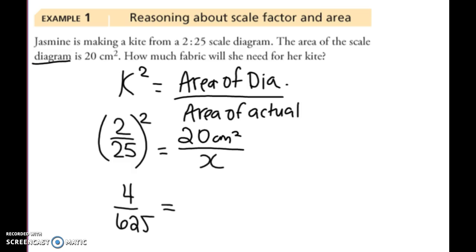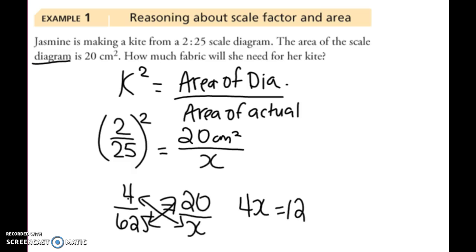And that is equal to 20 over x. Okay, when you have this, it looks like a proportion, so I would cross multiply. I would go 4 times x is 4x, and 20 times 625 is 12,500. When you divide to get x by itself, you get 3,125 centimeters squared. So she's going to need 3,125 centimeters squared of fabric for her kite.